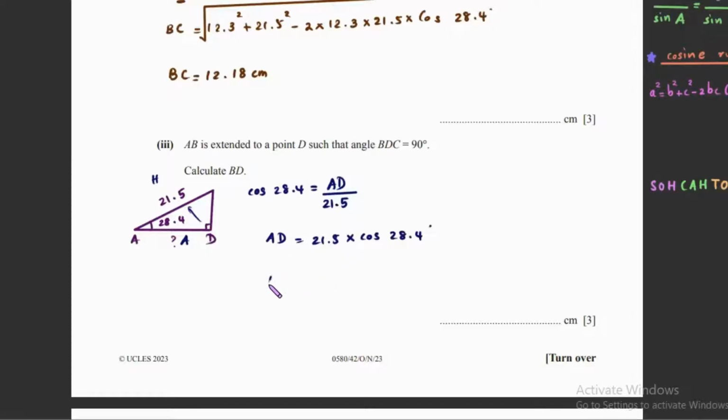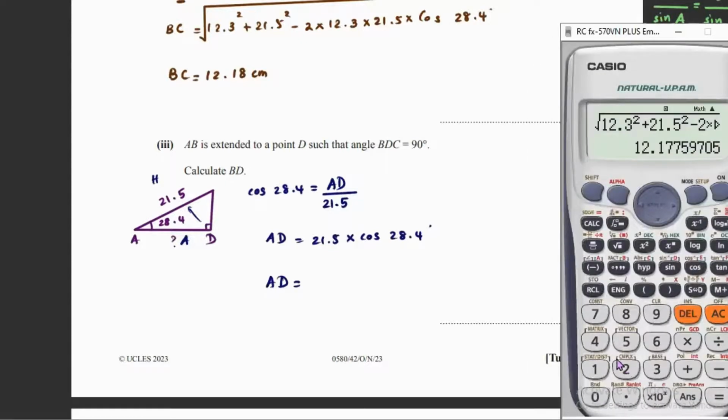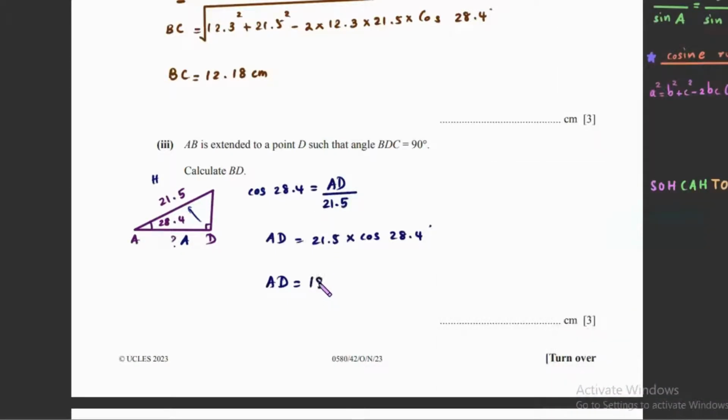So I'm going to put this in the calculator and see what we get as the value for AD. So 21.5 times cos 28.4 gives us 18.912. So I'll write it as 18.91. So 18.91 is the value for AD.